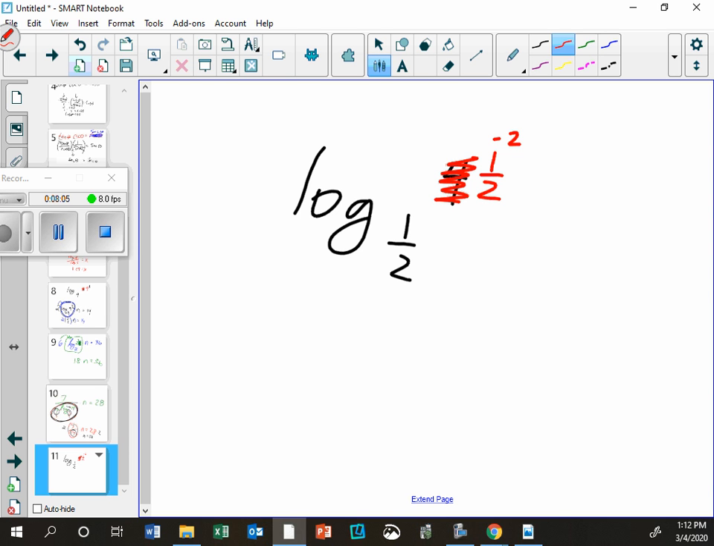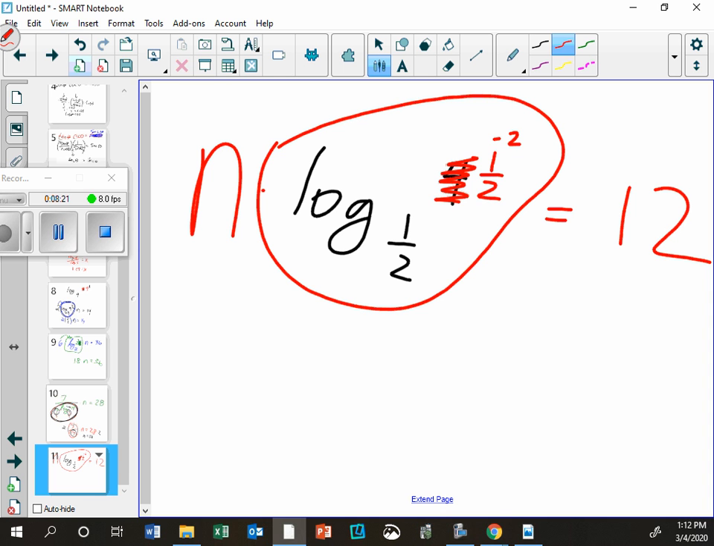So if this was in the middle of a problem that was like this, 7 times that, or how about this? We'll just make it even simpler. N times that is equal to 12. You go, oh, this whole thing is just -2. So it's n times -2. I'll make it -2n is equal to 12, and anybody can solve that. You divide by -2 and you're done.